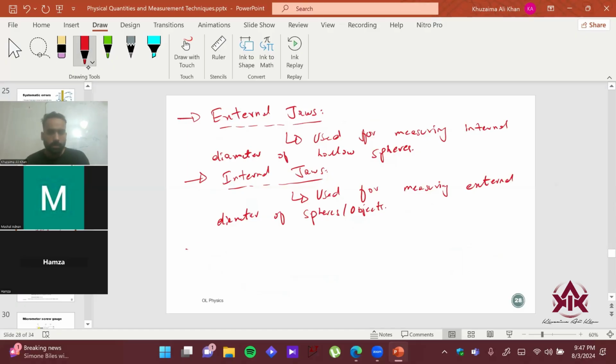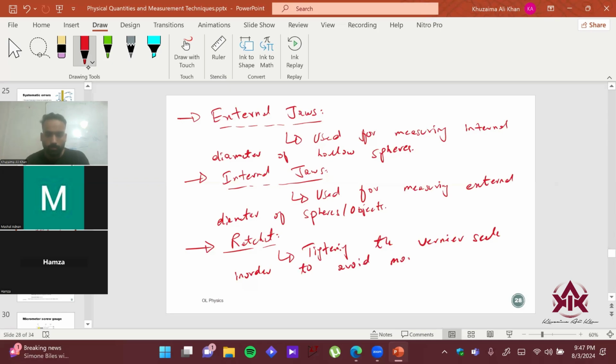ठीक है, and then you have ratchet over here. Ratchet जो top पे screw होता है. ठीक है, it's just used for tightening the vernier scale in order to avoid movements while taking measurements, right? ताकि आपको scale आगे पीछे ना हो when you're taking the measurements.